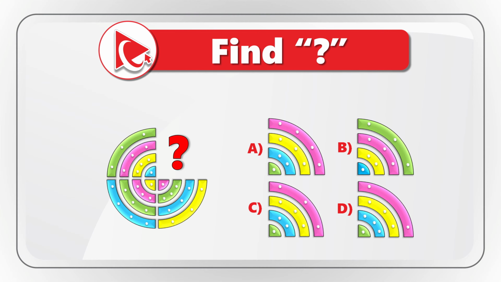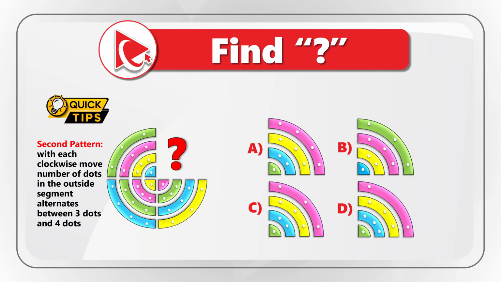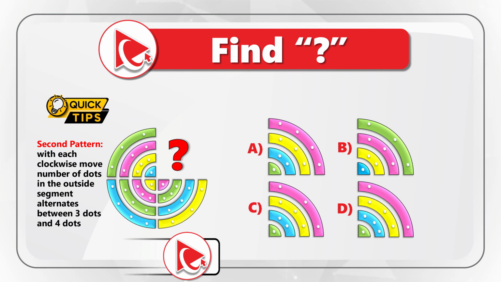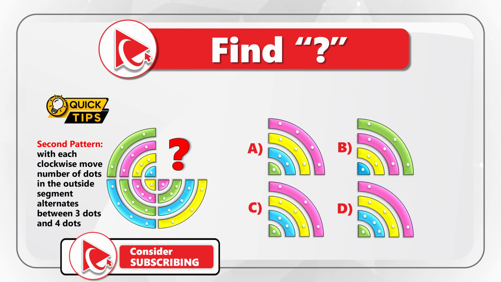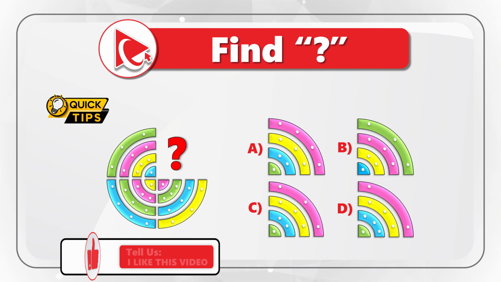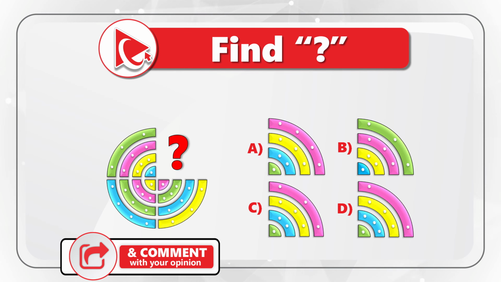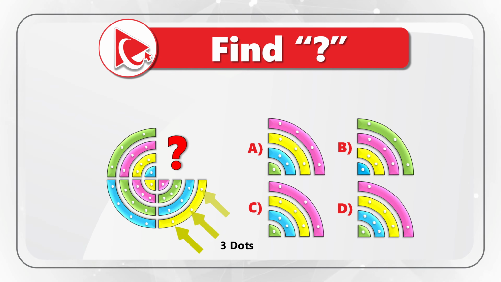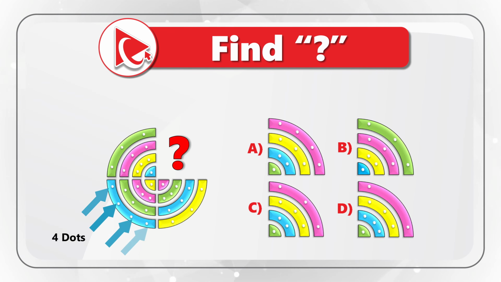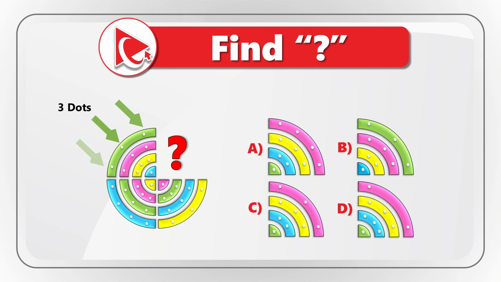But color moving to the outside is not the only pattern here. The second pattern is that with each clockwise move, number of dots in each section alternates between 3 and 4, but only on the most outside segments. Let's take a close look. If you look at the yellow segment at 5 o'clock, you see that there are 3 dots. Then we move to the 7 o'clock segment, and you see that the blue one has 4 dots. Next one, green segment, has 3 dots again, which means that the missing section should have 4 dots.